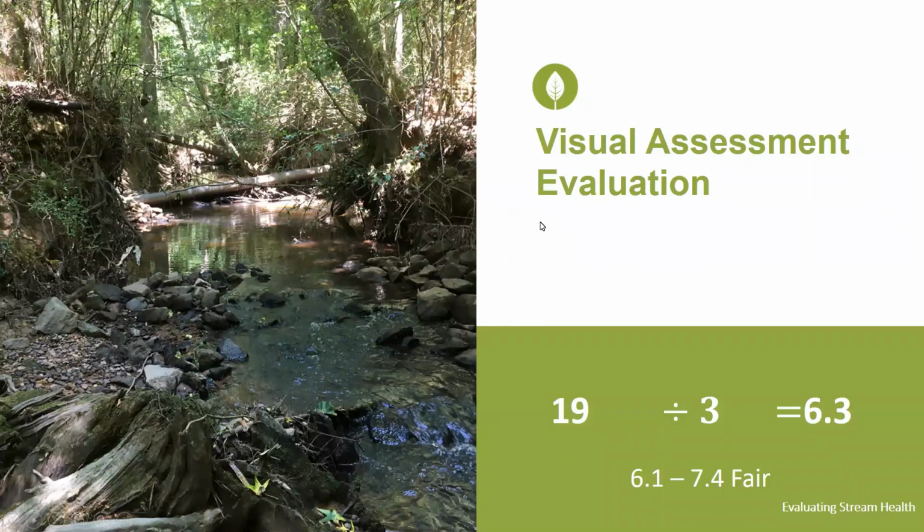So for those 3 examples that we just looked at, when I added up my score, I got a 19. To get your visual assessment score, you add those 3 elements together and divide by 3 in this case because we looked at 3 categories, and that gives you a 6.3, which puts you in the fair category for this stream. Now obviously this was a fictional stream with pictures from 3 different streams, but I wanted you to be able to get a look at some different rankings and see how to do this.